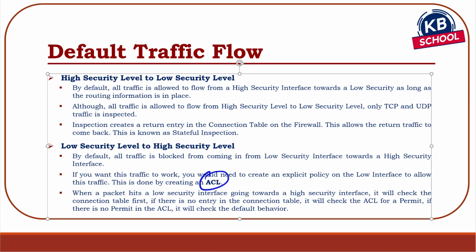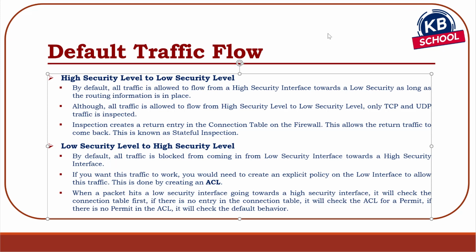And not only that, if your packet comes as return traffic, it first checks the connection table. If the connection table doesn't have it, it checks the ACL. If the ACL doesn't have it, it checks the security levels. And if none of them have it, it's going to block it. All right, so that is the default traffic flow through the firewall.